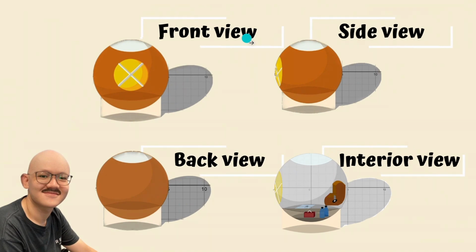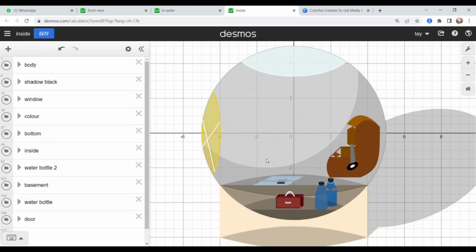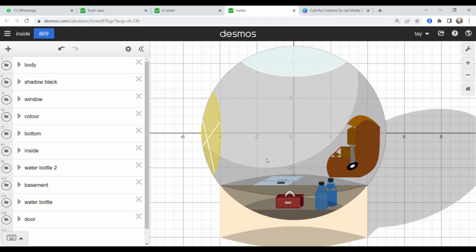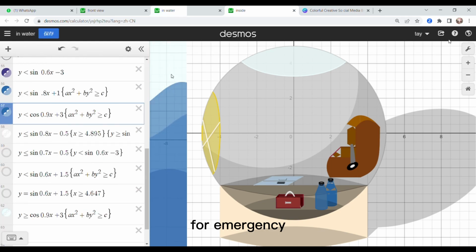And also the interior view. We have safety seats, which have an adjustable belt, and of course we have the basement, which is for storage purposes. Inside it includes 1 first aid kit and also 2 bottles of water for emergencies.